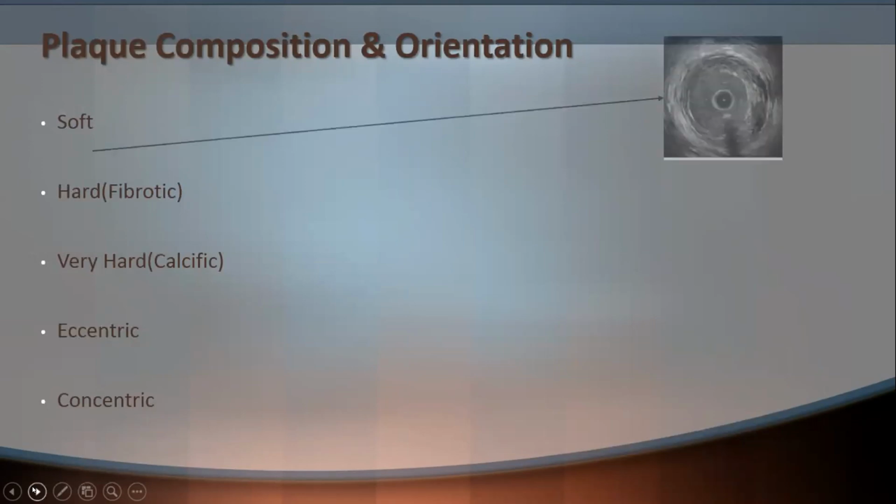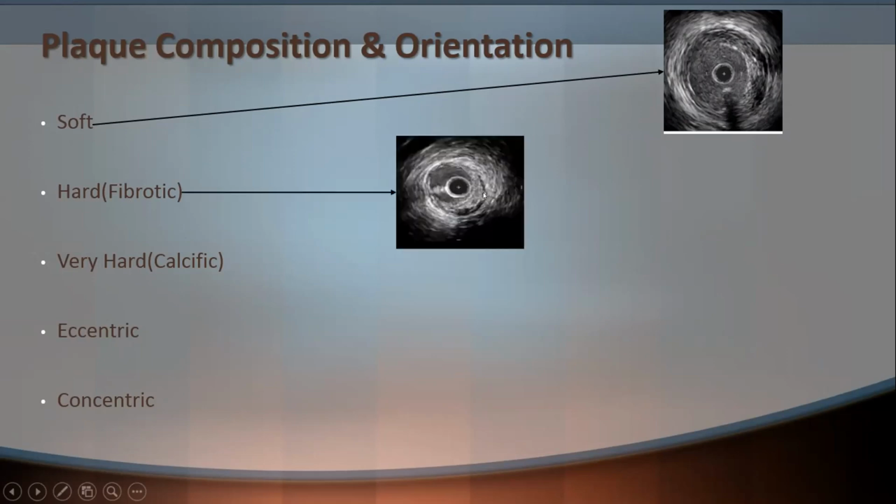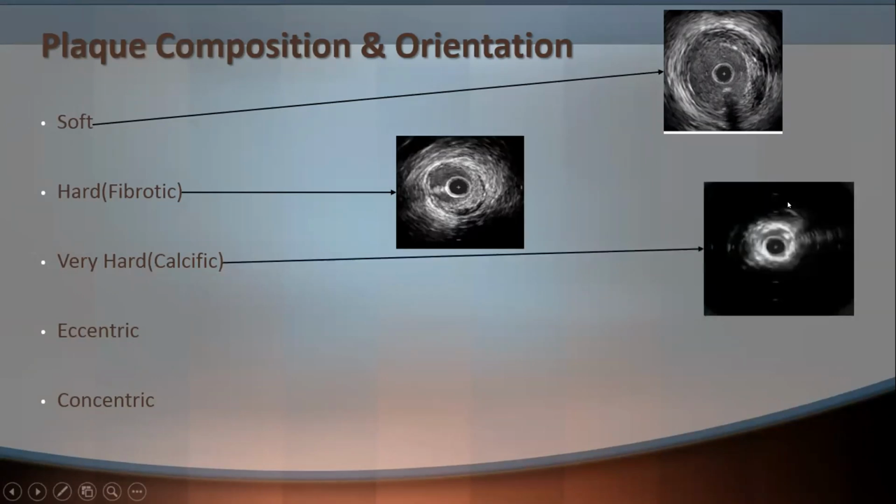Plaques can be soft, like this, as you can see in IVUS, where it is darker than the adventitia. It can be hard, where you can see it is more or less same as the adventitia. It can be very hard. You can see this napkin ring, and you can't see barely anything beyond it.